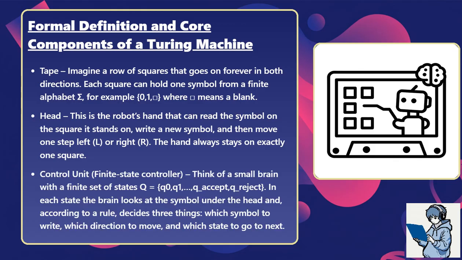Control unit, finite state controller. Think of a small brain with a finite set of states Q = {q0, q1, q_accept, q_reject}. In each state, the brain looks at the symbol under the head and, according to a rule, decides three things: which symbol to write, which direction to move, and which state to go to next.